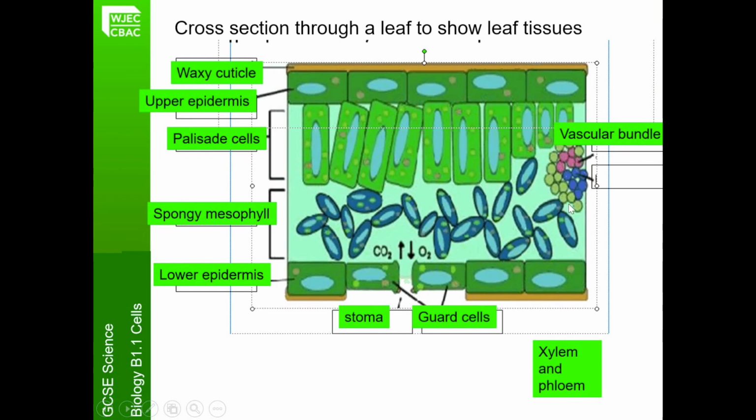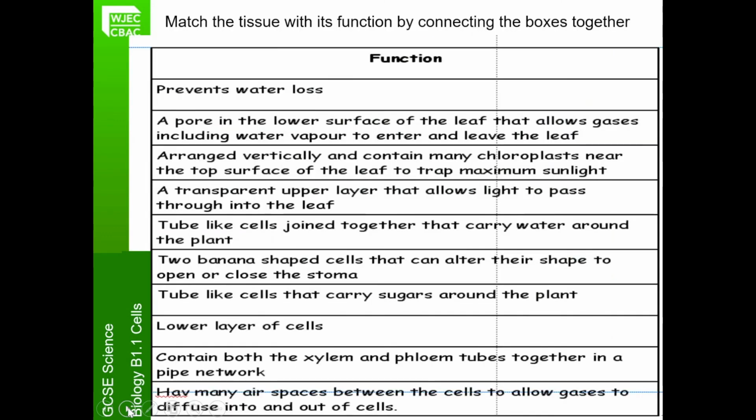Over on the side here we have what we call the vascular bundle, and the vascular bundle contains two particular types of leaf tissue. One is called the xylem. Xylem helps to carry water around the plant, and the other one is called the phloem, and phloem helps to carry the sugars to where they're needed at the growing points in the plant.